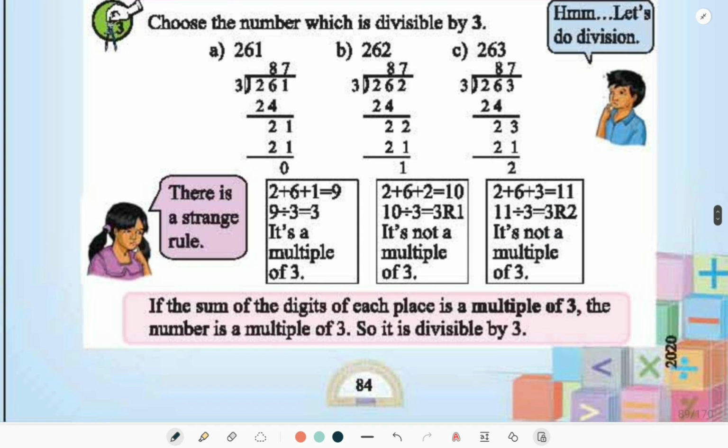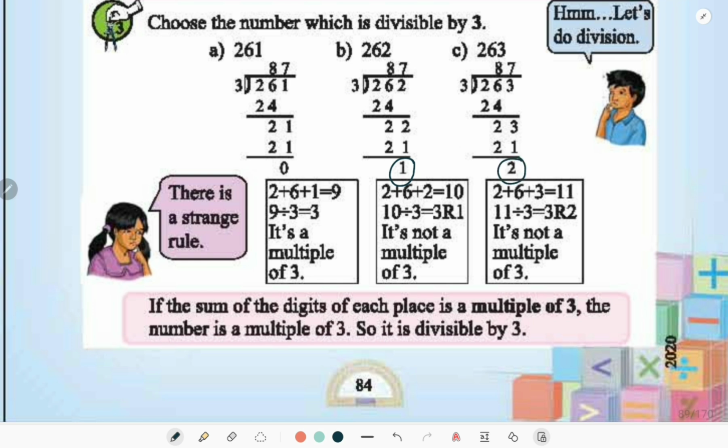Now we have to choose the number which is divisible by 3. Okay. For that, what they have done, they divided actually using long division method. They found that 261 is divisible by 3, 262 is not, 263 is also not, but see the remainder. The remainder here is 1, here the remainder is 2.